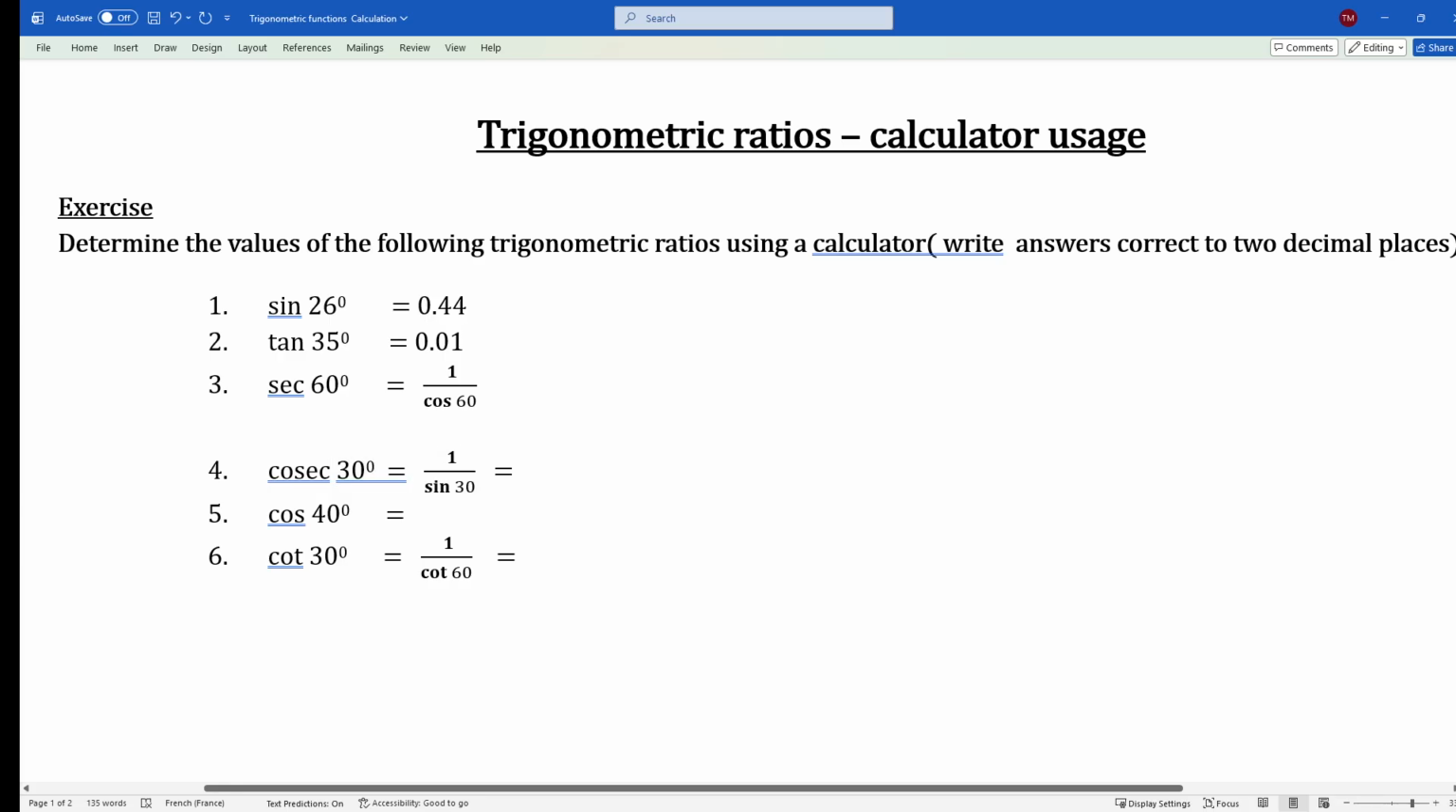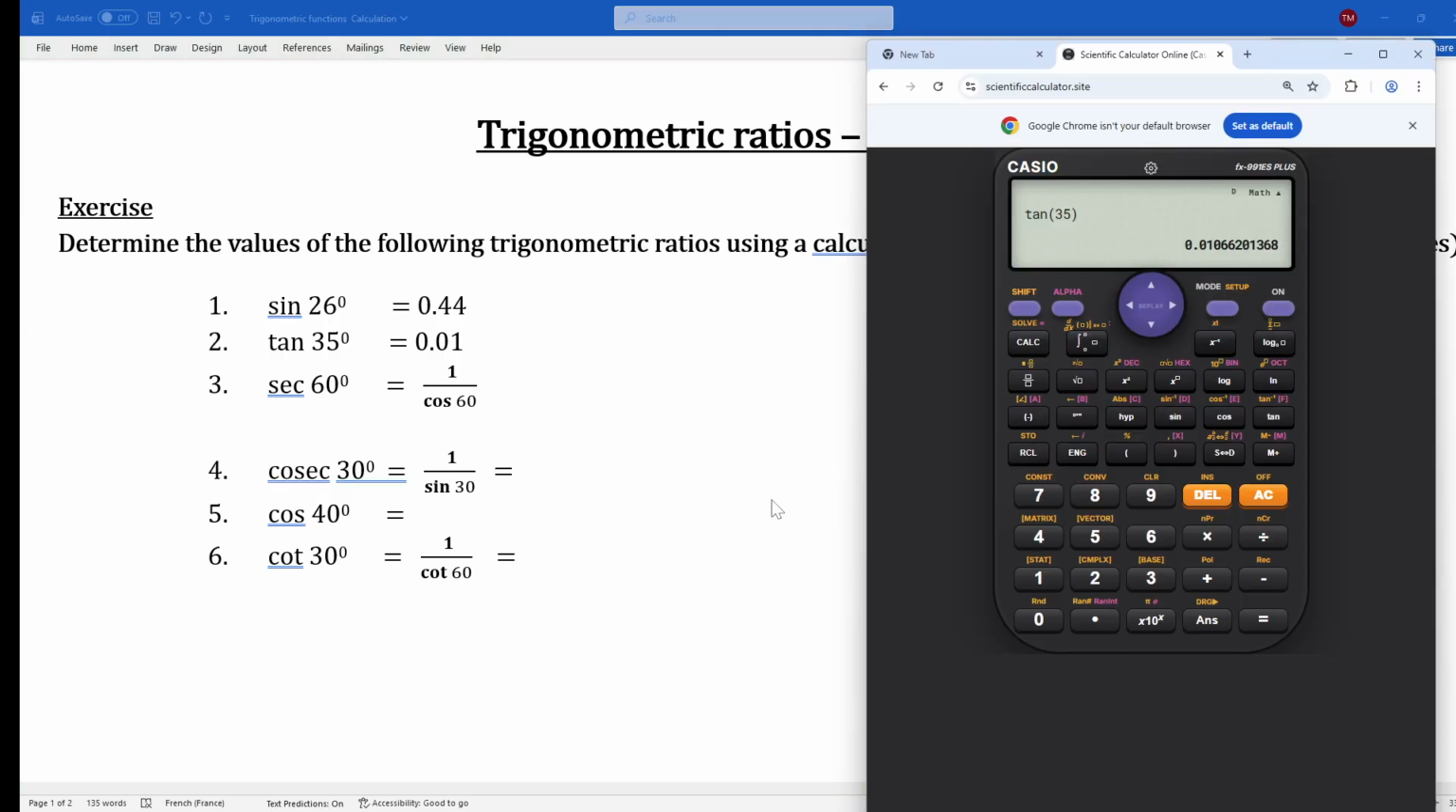Now, the next one is secant of 60 degrees. And if we look at our calculator, there is no way where there's a secant. The function secant doesn't exist, the function cosecant doesn't exist, and the function cotangent does not exist. But one thing for sure we know is that the secant is a reciprocal of the cosine.